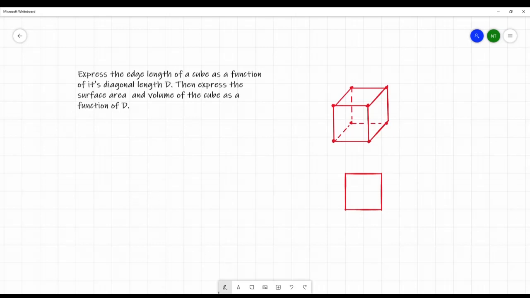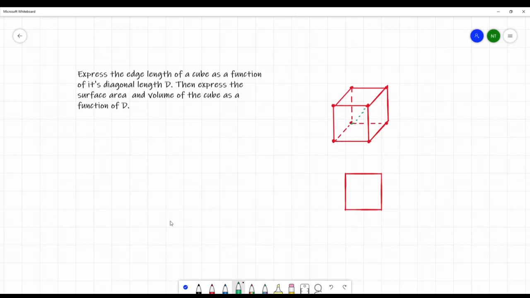Okay, so we have a cube here, and this is an edge. And we want to express this edge as a function of the cube's diagonal. Okay, what's the cube's diagonal? The cube's diagonal is actually this line. It's a line from this point all the way to this point. So we want to express this edge as a function of this diagonal.